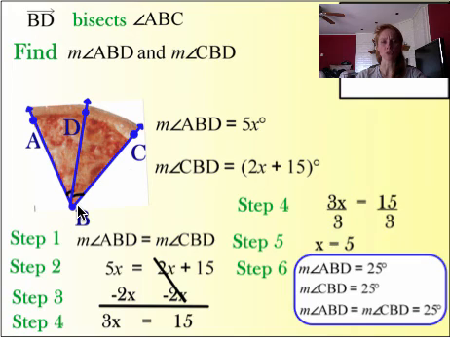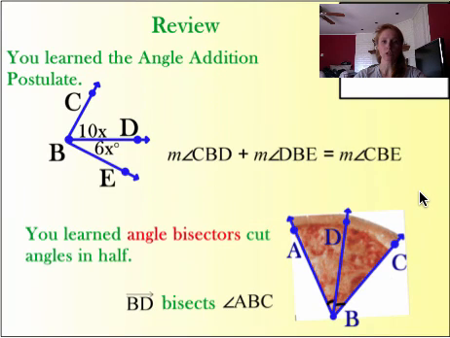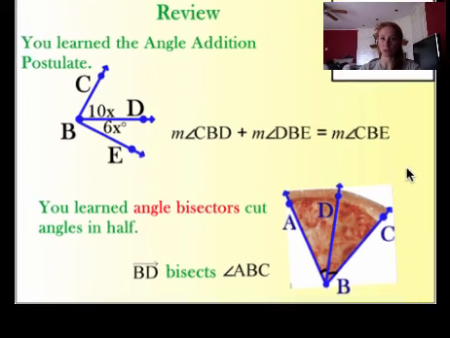So you've just used the idea of an angle bisector to solve for the measure of each angle. In review, you've learned what an angle is and how to name an angle. You've learned the different types of angles. You've learned what the angle addition postulate is and how to apply that postulate. And you've learned what an angle bisector is, how it cuts an angle in half, and how to apply it in solving a problem. Great work today, guys.